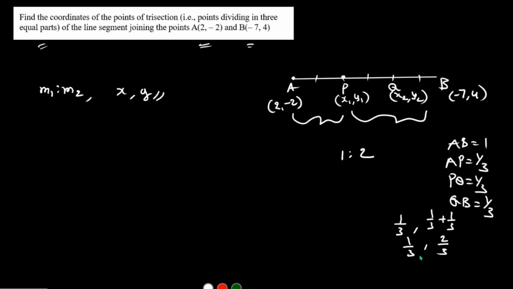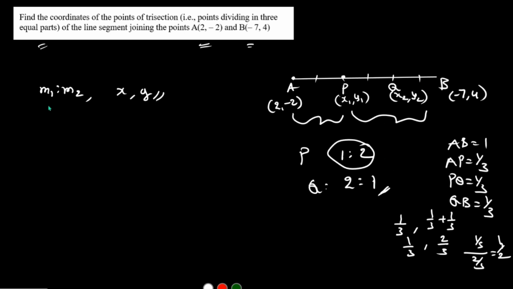If this is m1 and this is m2, and you find the ratio 1/3 divided by 2/3, it will become 1/2. So on the AB line, the point P will divide in the ratio of 1:2. And point Q will divide in the ratio of 2:1, right? So 2 parts here, and 1 part here.